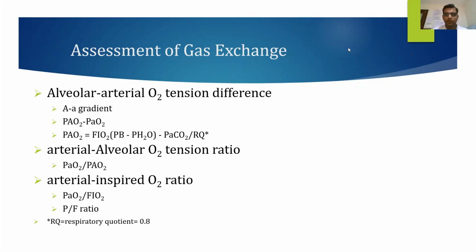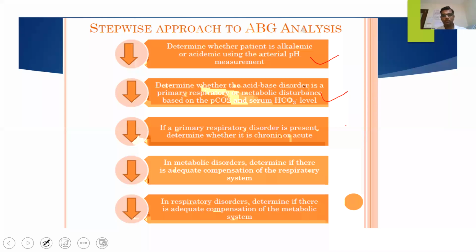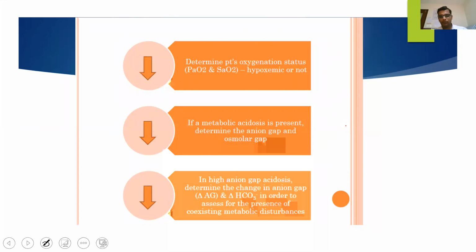So first we'll be looking at the pH, then deciding whether it is acidosis or alkalosis, then look at who is the culprit, whether it is respiratory or metabolic, then look at the clinical scenario and look for the compensation. Okay. In metabolic acidosis, determine the anion gap. In respiratory, look for the metabolic compensation. Then look at the oxygenation status, and if there is a high anion gap metabolic acidosis, then we have to look for delta anion gap and delta ratio. That we will discuss in a coming slide.